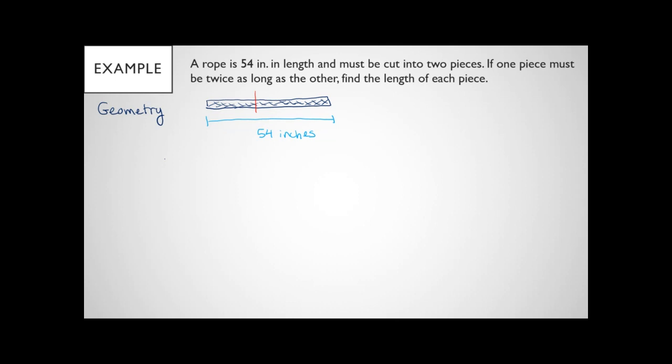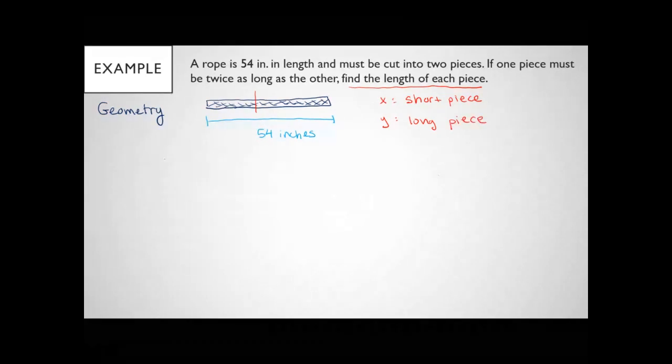So I've got my picture. And then what we're looking for is to find the length of each piece. So we might have a shorter piece and a longer piece to identify these, because one is longer than the other. I usually don't like using the letters S and L because S can look like a 5 and L can look like a 1. So I'm going to just use X and Y. And let's say X is going to be the short piece, and then Y is going to be the long piece, just so that I remember which one those are.